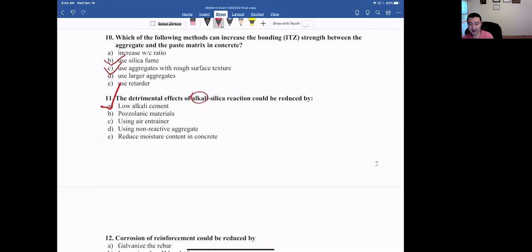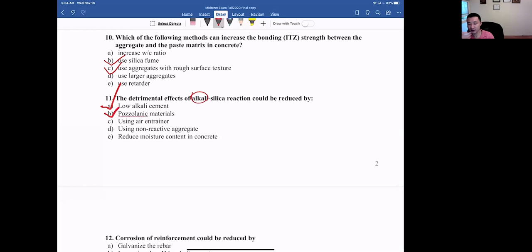Use pozzolanic materials. It will definitely reduce ASR for many reasons. One of the reasons is it will reduce the amount of alkali. Another reason is it will reduce the concrete permeability. We talked about that when we discussed ASR. So B is also right.